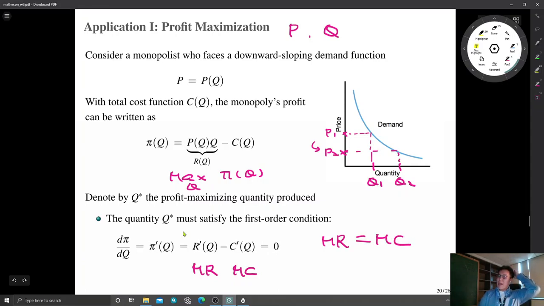Okay? And the intuition is pretty simple. If the marginal revenue is higher than marginal cost, then the firm can increase the profit by producing more. Okay? And if the marginal cost is higher than marginal revenue, then the firm can increase the profit by decreasing quantity. Yeah? So at the optimal quantity, marginal revenue must be equal to marginal cost.